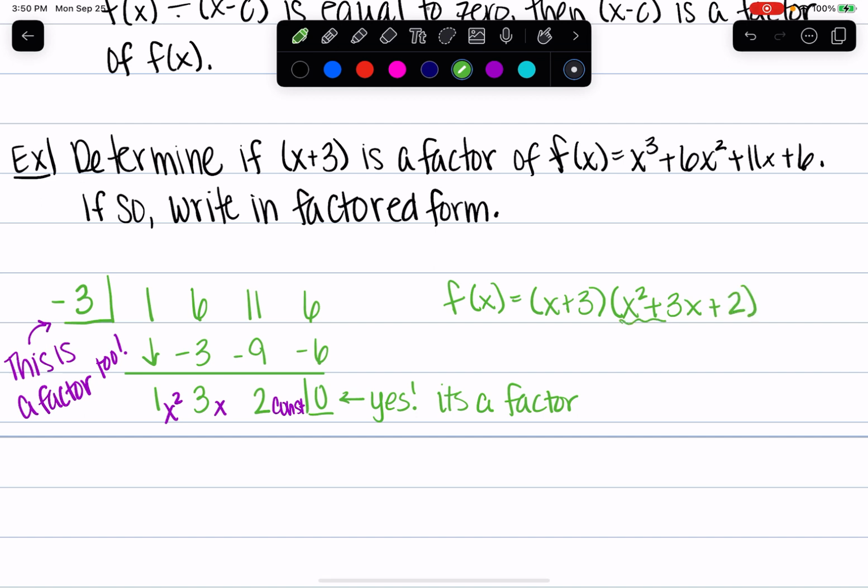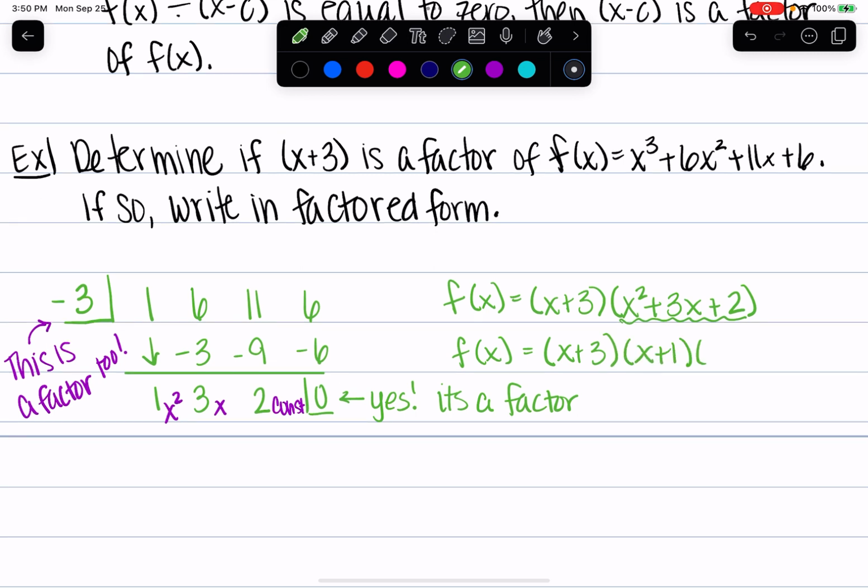Can I factor this portion further? Yes, I can. I can say, okay, we're going to do x plus 3, and then we're going to do x plus 1, and x plus 2, because the factors of 2 that multiply to 2 and add to 3 are 1 and 2. And then that is all you need to do for factor theorem. We're going to do more talk on factor theorem in just a moment.